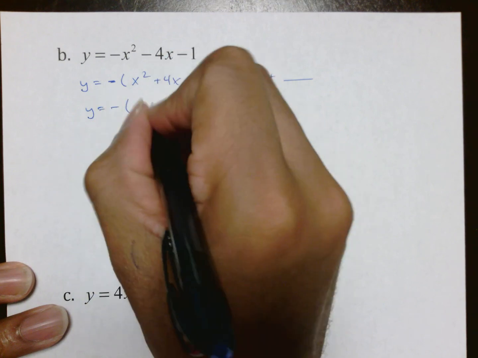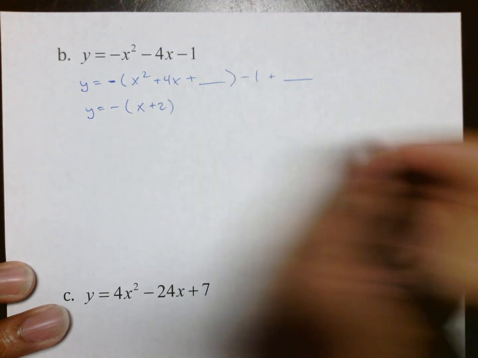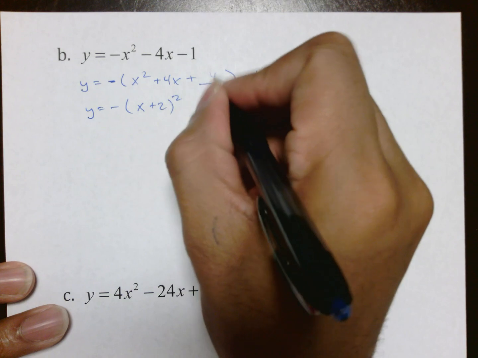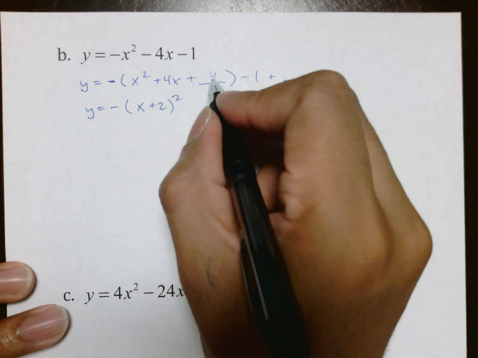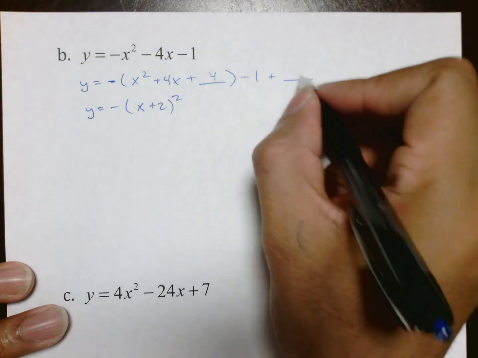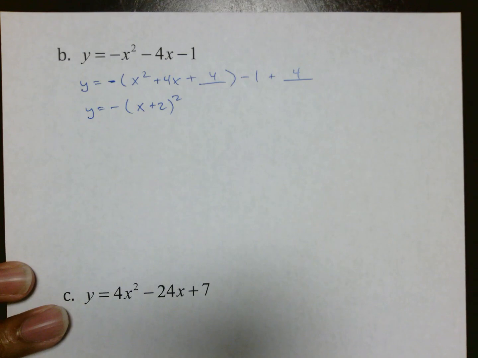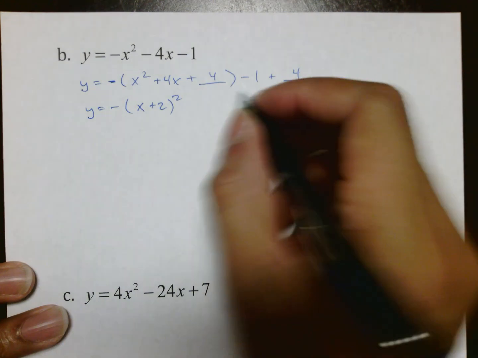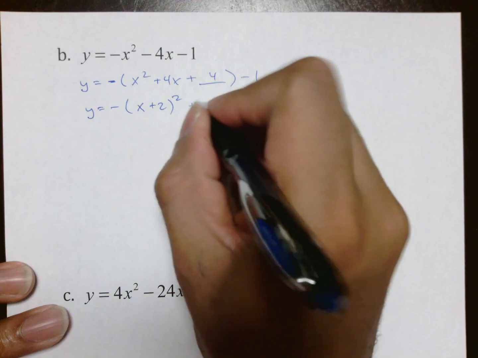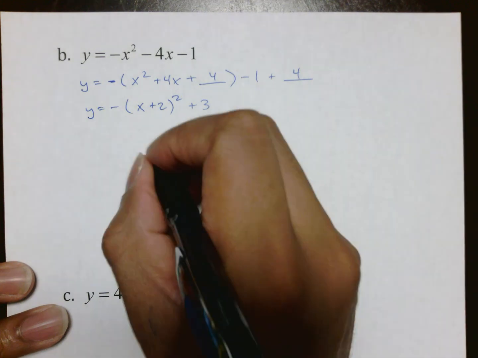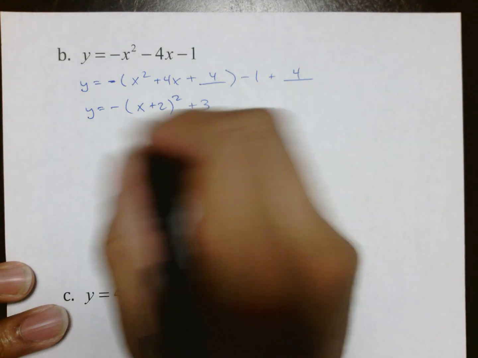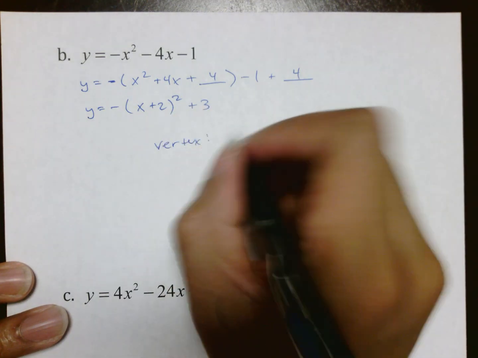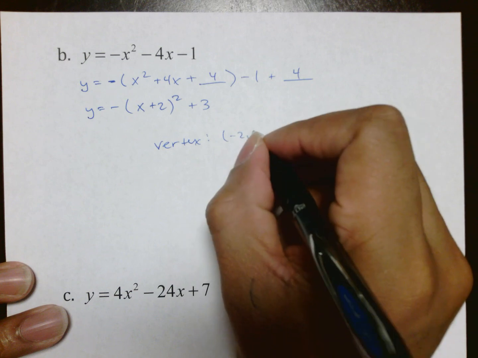Complete the square, which means x plus 2, because that's what half of 4 is. 2 squared turns into 4. Again, this 4 is actually a negative 4, which means we want to add 4 on the outside. Negative 1 and positive 4 make a positive 3. That is the square completed. That is your vertex form with the vertex of negative 2, 3.